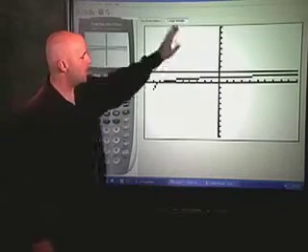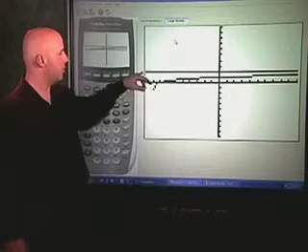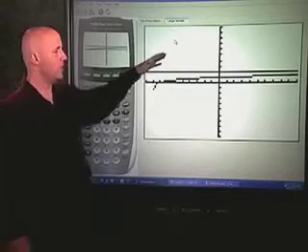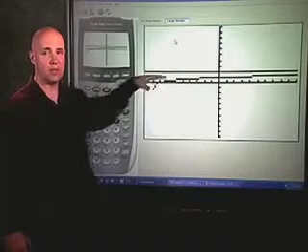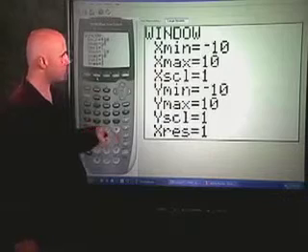You also notice a lot of white space in the y direction. We don't need all that. In fact, we're looking for an intersection point that has a y coordinate of 2. So we don't need our max and min in the y direction to be much beyond 2. So we'll go to our window setting.